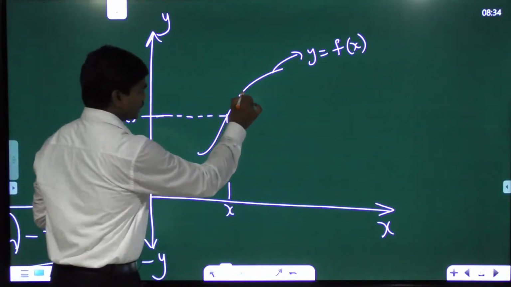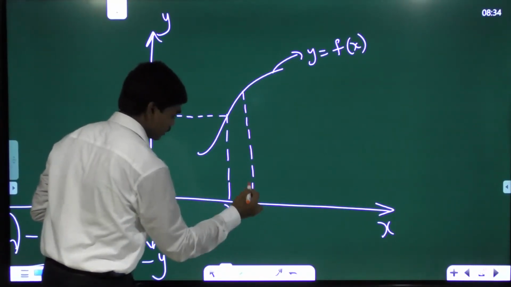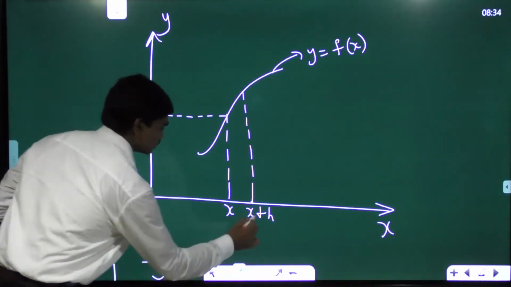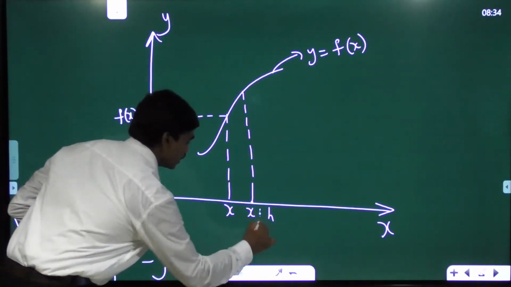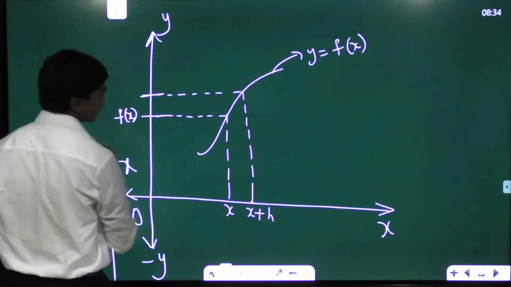Now, if this point, which is located over here, is x plus h, what could be this value that is situated here?